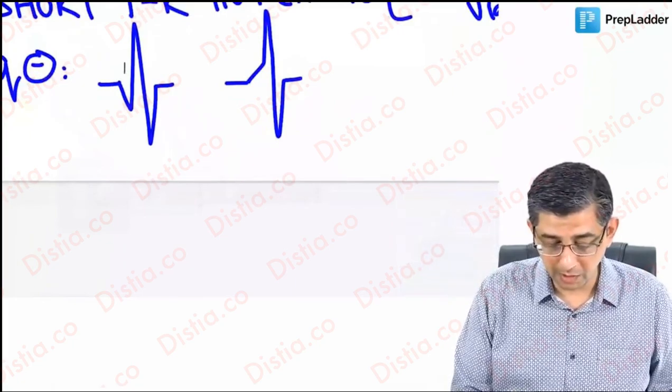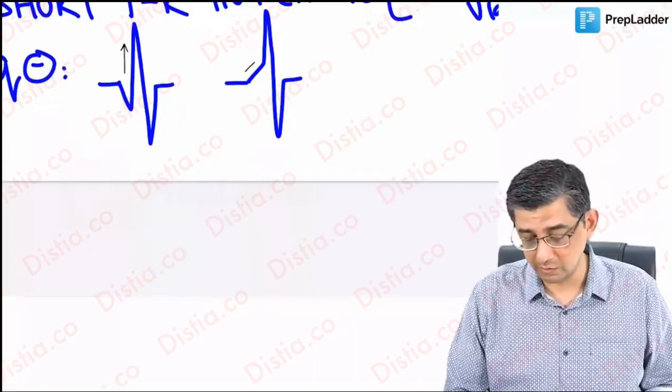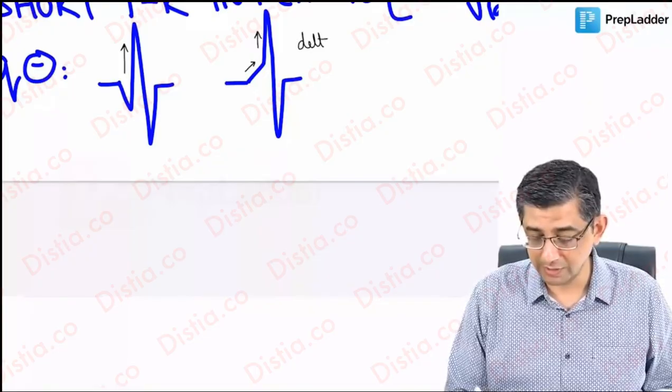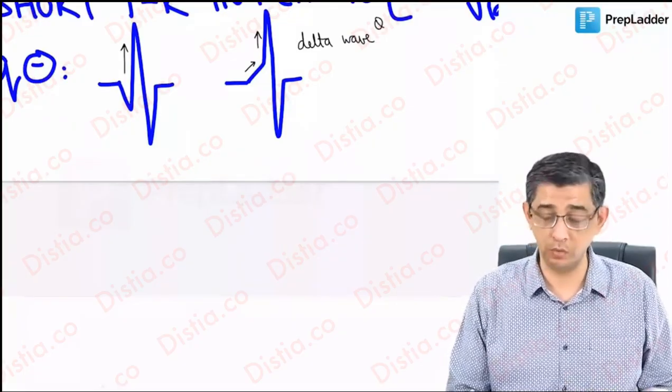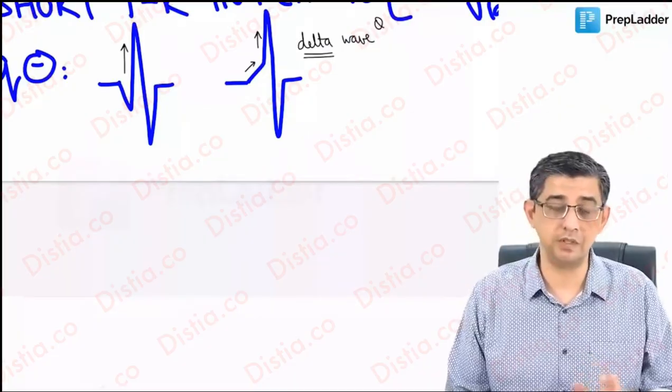What I am saying is the R wave in you and me will have a smooth upswing, but if you see in this particular case, there's a slight change in the slope, and that's the key word of this entire discussion. This is the reason why I'm discussing this topic with you. This is what is called a delta wave.